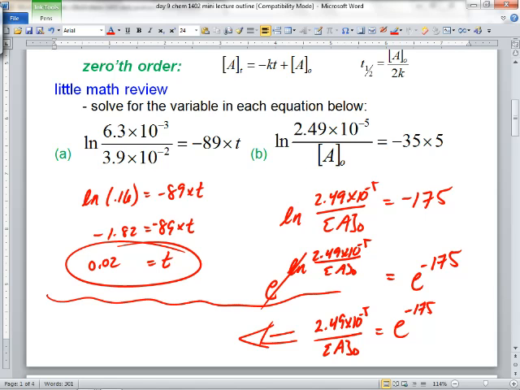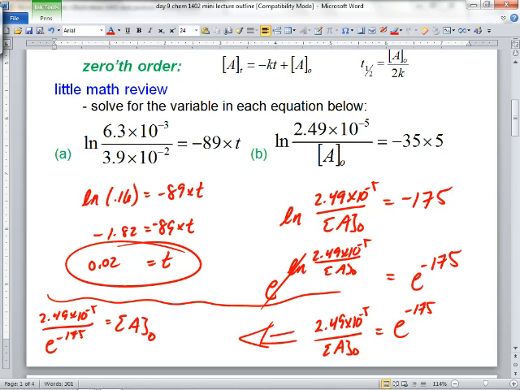What would you do? Let's pick on Mariella. What would you do next? We want to get that variable all by itself. Yeah, she's doing the x thing, the diagonal. Exactly. Move that up on top, concentration A0, bring that e down to the bottom. So we'll have 2.49 times 10 to the negative 5 all over e to the negative 175. And you could have found out what that number is if you want. We're going to have to do it sooner or later. But we're going to do it now.